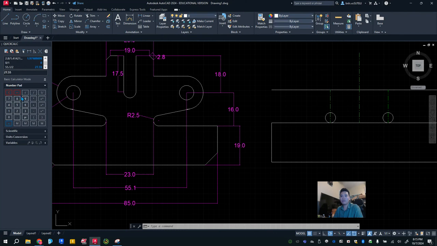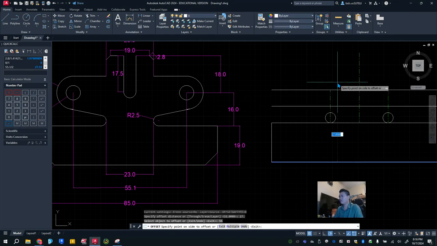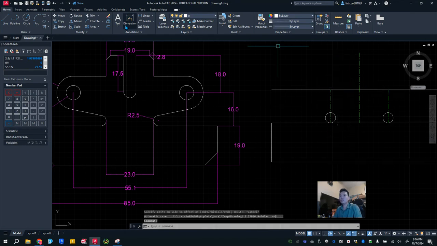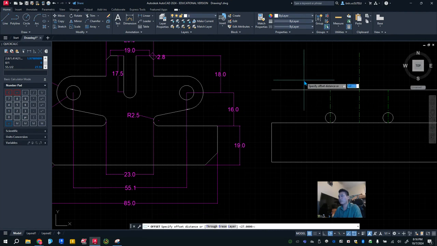All right, let me get rid of this real quick. I don't know why that is the case. So 55.1 divided by 2, I would have 27.55. So I'm going to offset this 27.55. I'm going to do that one more time to make sure that I got the correct answer.